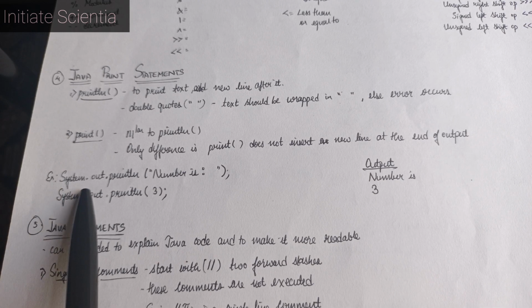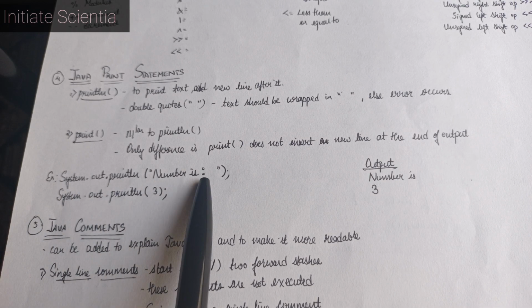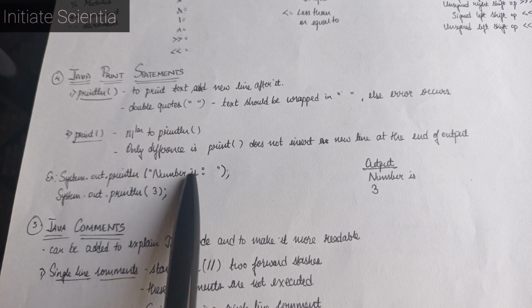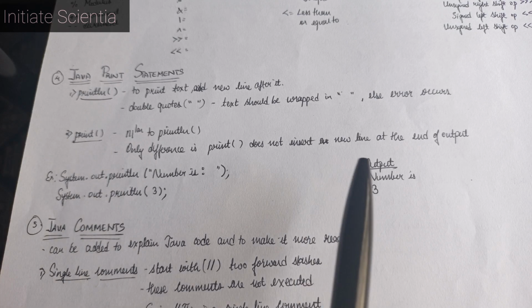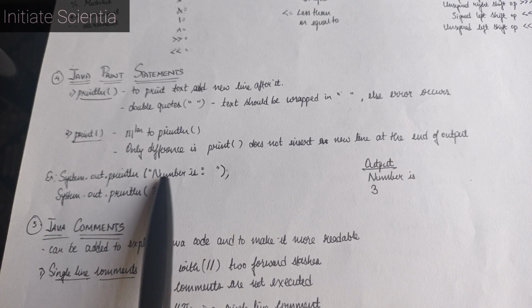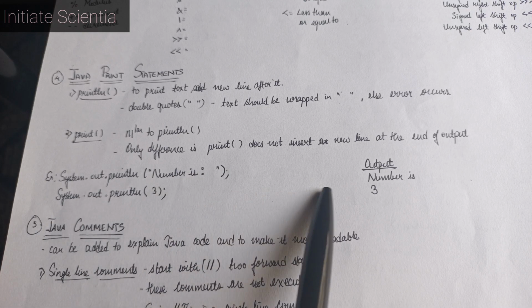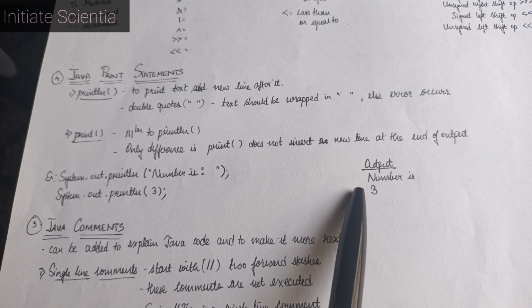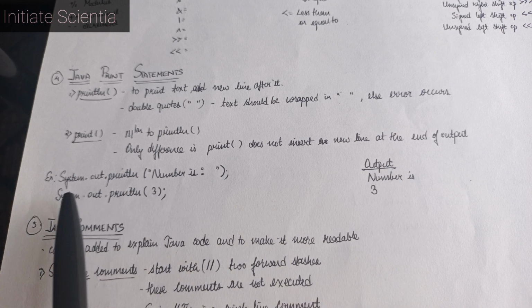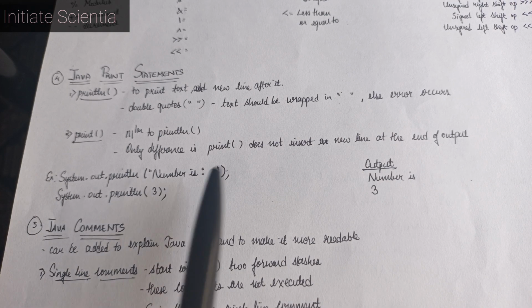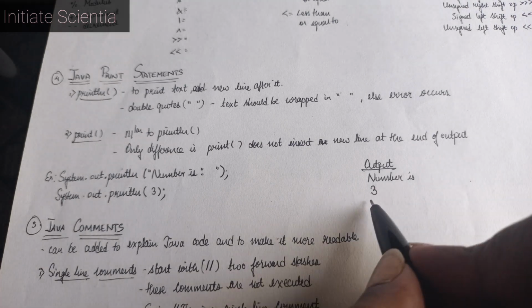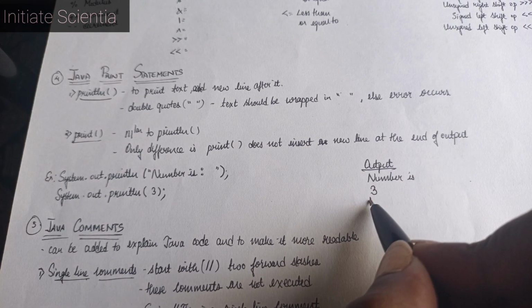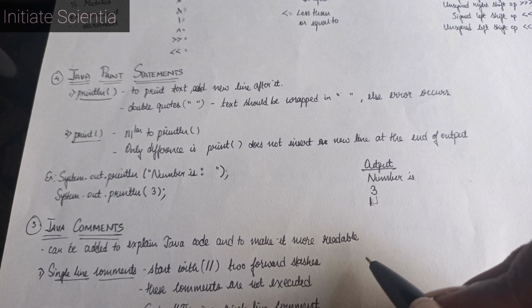So we can write System.out.println("Number is"). Whatever we need as output should be wrapped within the double quotes. So "Number is" would be printed and the control would go to the next line. A new line is inserted. Now when we write System.out.println(3), 3 would be printed and the control would be on the next line. You will get a hyphen over here in the next line.